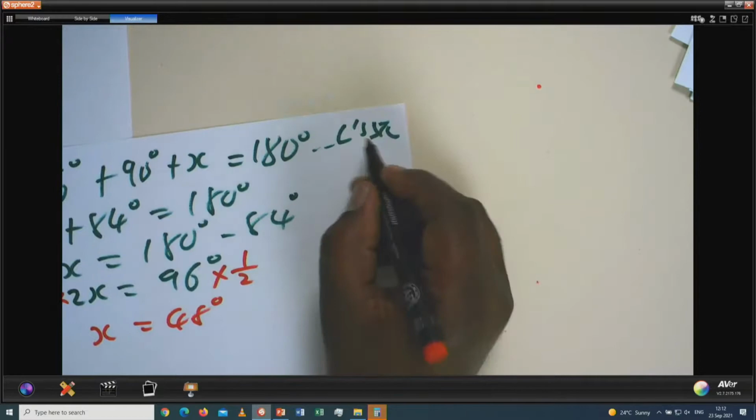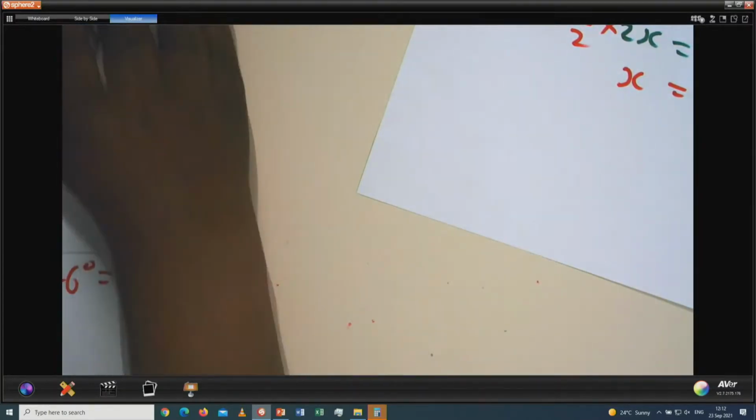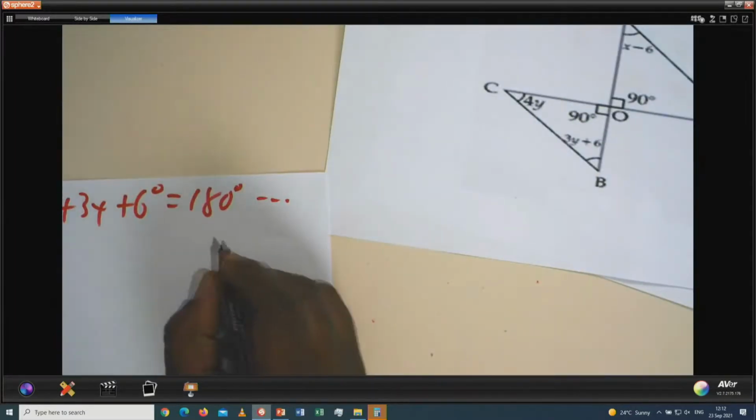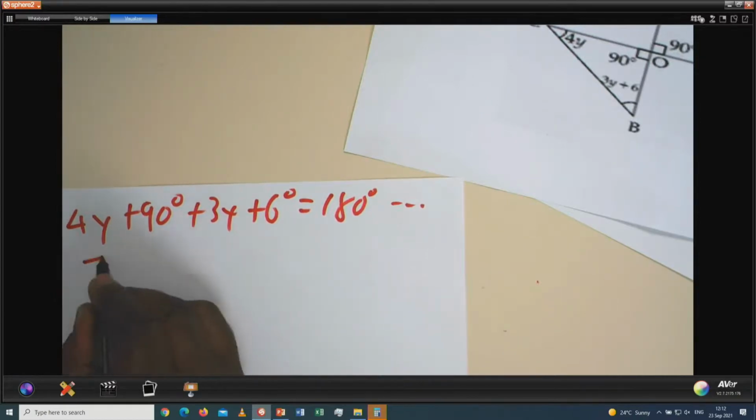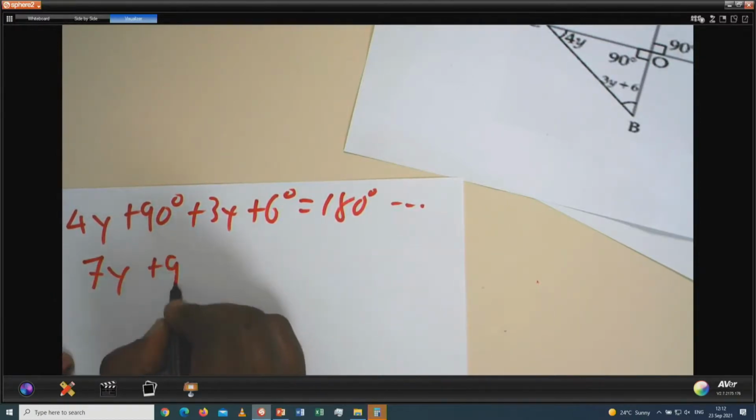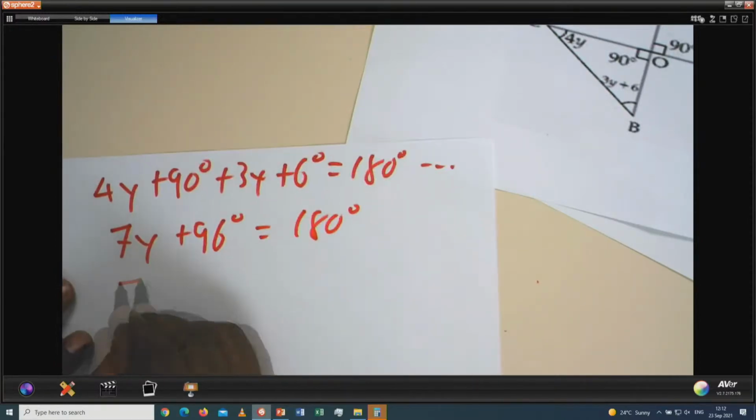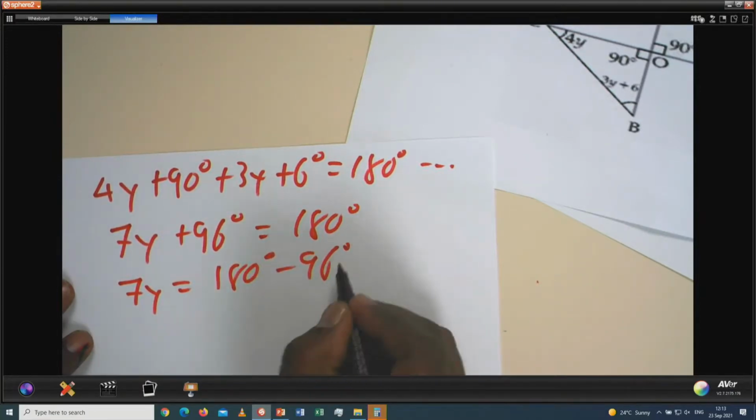Sorry. Here is the sum of angles of a triangle when you add the angles. Now I'm thinking of a straight line. But what we have in front of us is a triangle, so the sum of angles of a triangle will give you 180. Again, you apply the mathematics that you have learned. 4y and 3y, they will be 7y. 90 plus 6 is 96 degrees, equals 180 degrees. 7y equals 180 degrees minus 96 degrees.